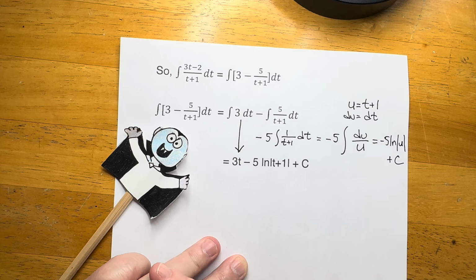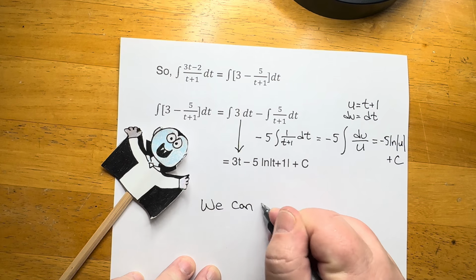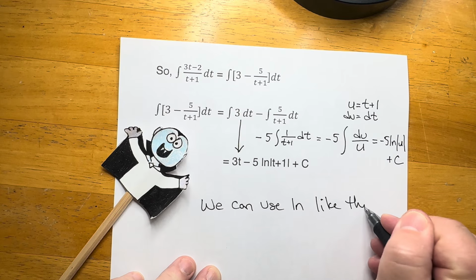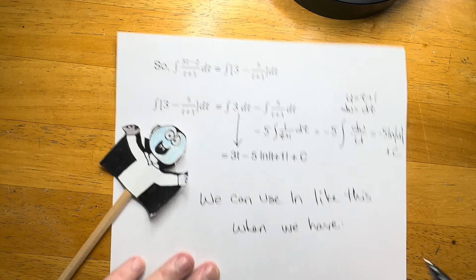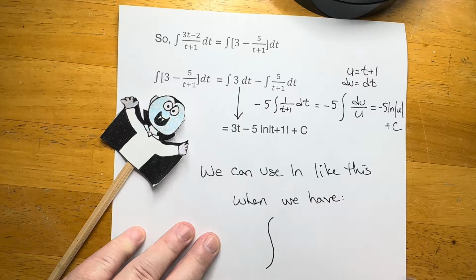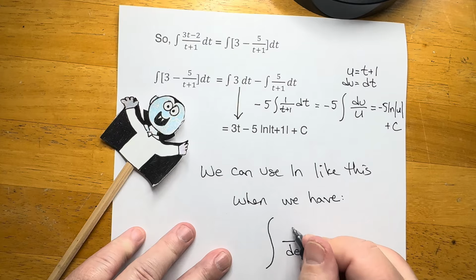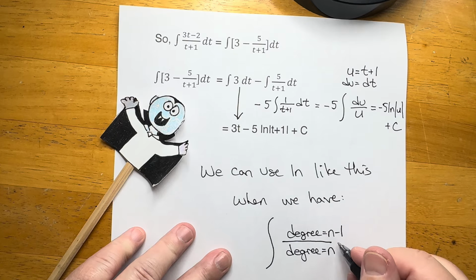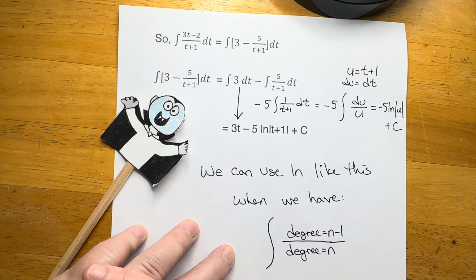Now, when does this work? When can I use natural log? Whenever we have an integral where down here the degree equals n, and up top the degree equals n minus 1. So we have to have one smaller degree, and then we can do this.